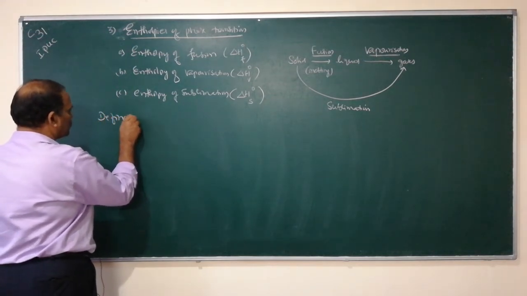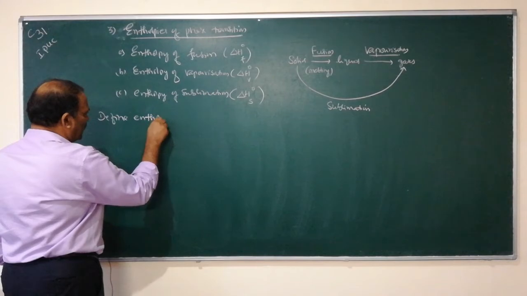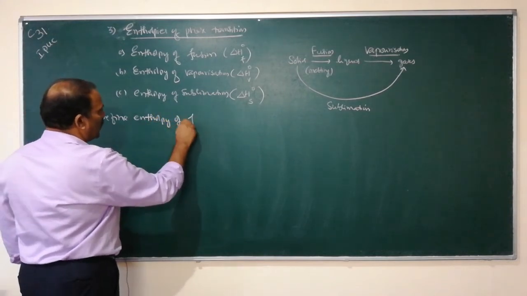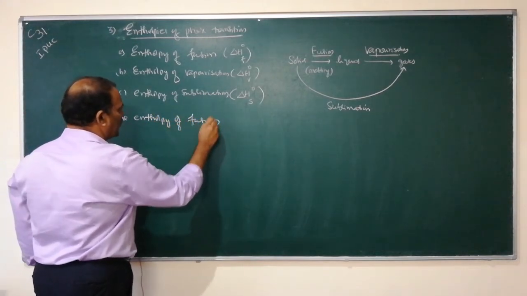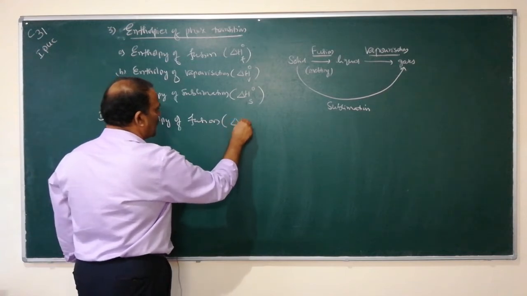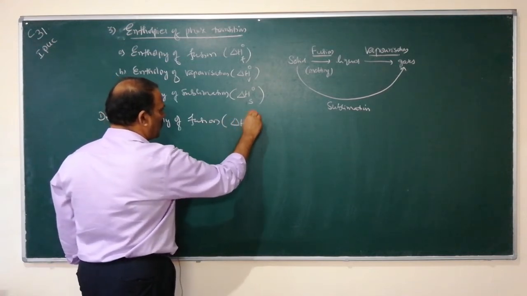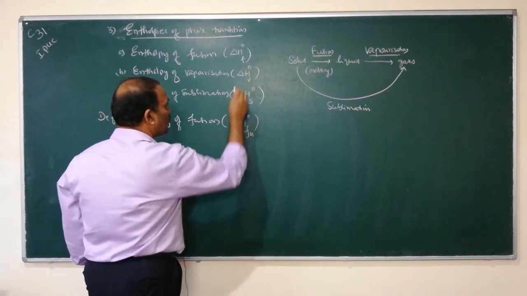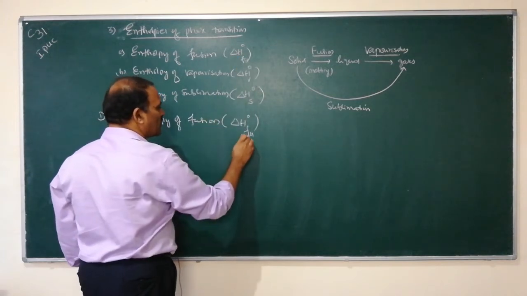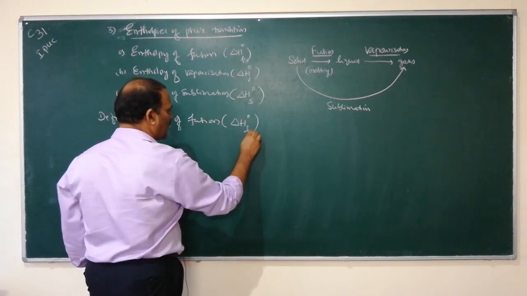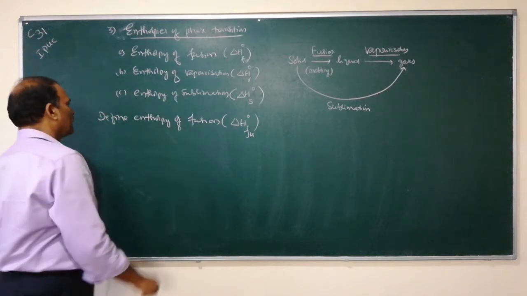Define enthalpy of fusion. That is delta H F naught. So write this as F U. Don't confuse it with formation. F U, fusion.